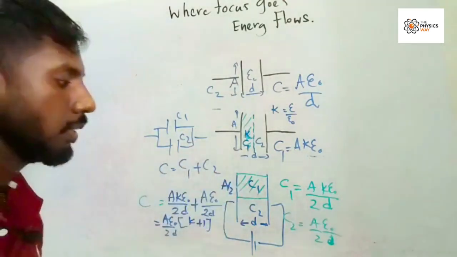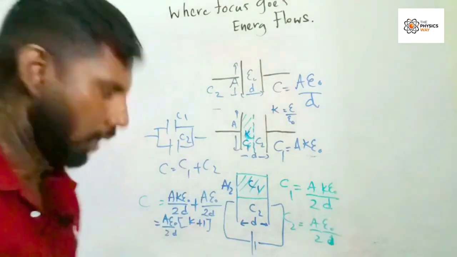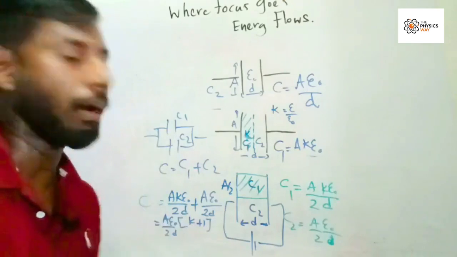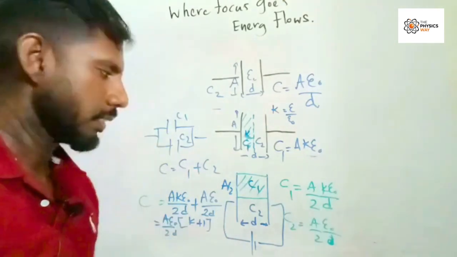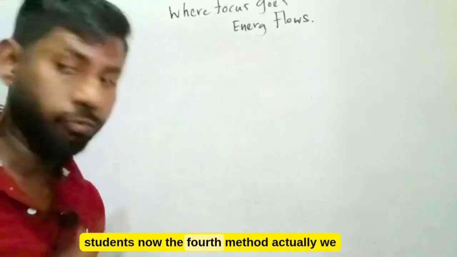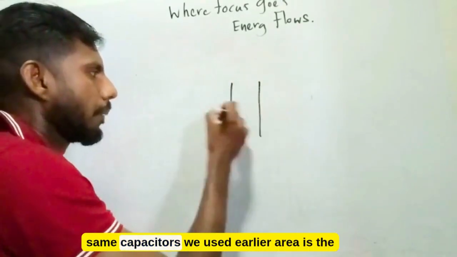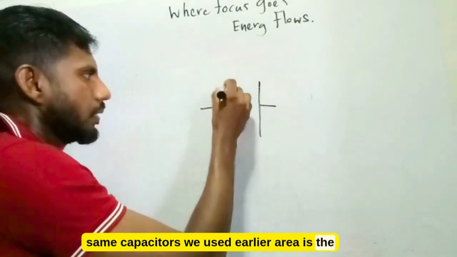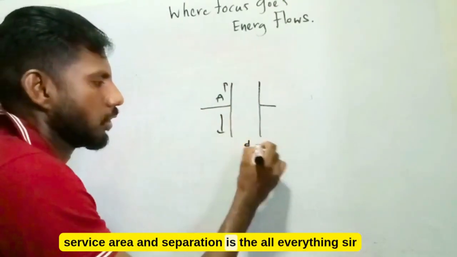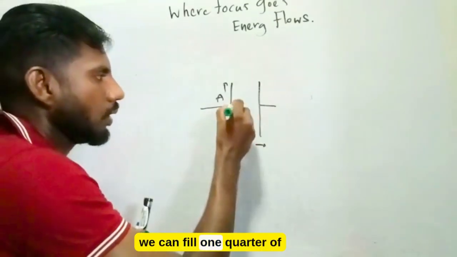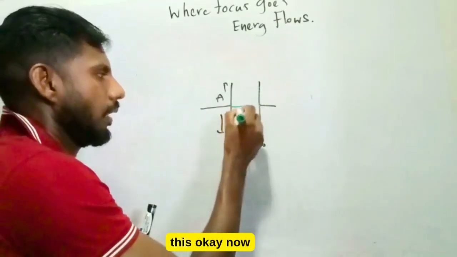So we have done the main 3 methods, right? We can have lots of variations for sure, but I'm going to try another one. Let's see how that goes. Students, now the 4th method. We can use the very same capacitors we used earlier, where area is the common surface area and separation is the whole gap. Now we can fill 1/4 of it like this.